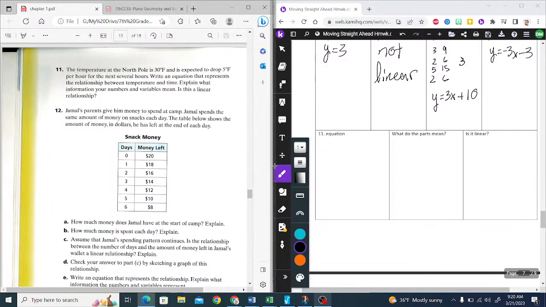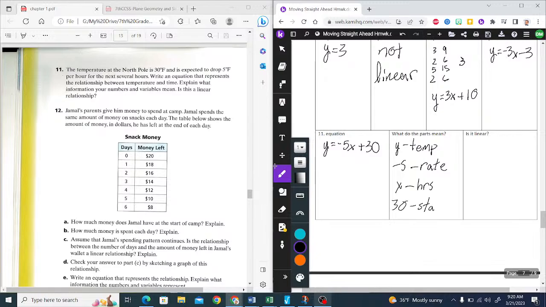All right, number 11, finishing this up. Temperature at the North Pole is 30 degrees, expected to drop 5 degrees. So here we go. I need to finish this quickly. Drop 5 degrees in 30. So what do the parts mean? Y is temp. -5 is rate. X is hours. And 30 is start temp. Yes, it's linear.